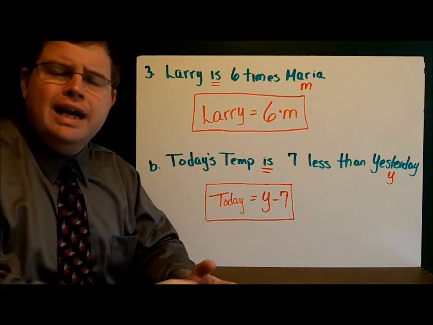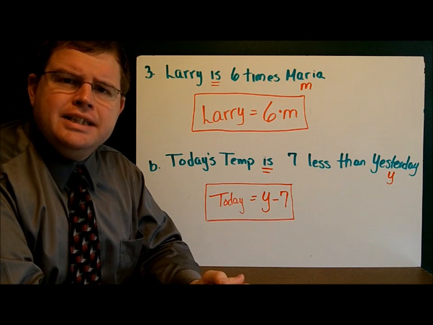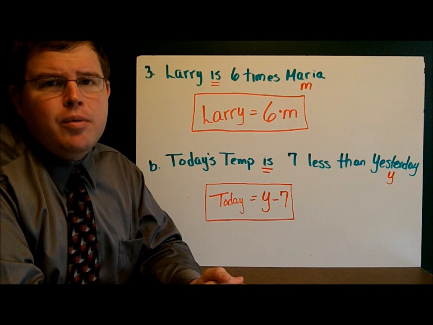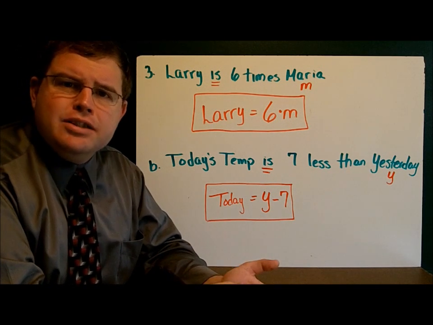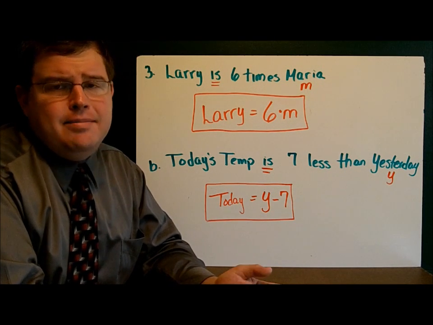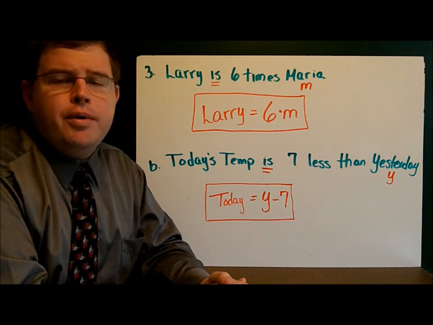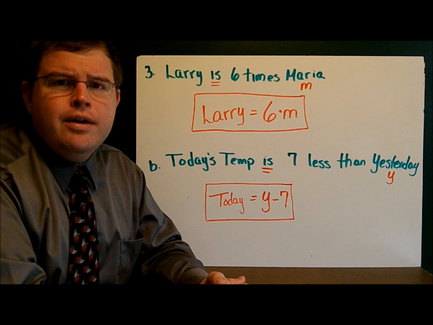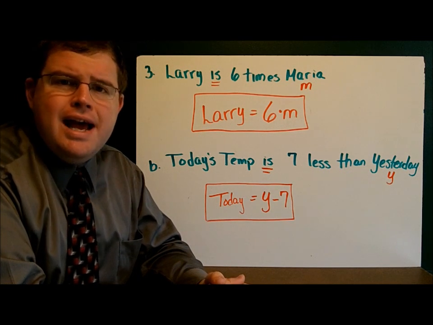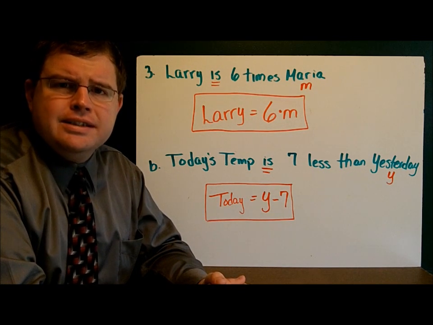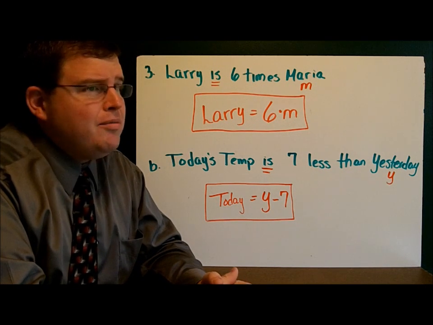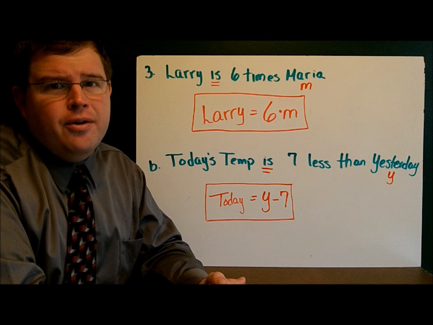Here we have Larry, and Larry's age is 6 times Maria's age. Now the thing is, we don't know how old Maria is. If Maria is 1, Larry is 6 times that, meaning he's 6. If Maria is 2, Larry is 6 times that, he's 12. If Maria happens to be 10, well, Larry is 6 times 10, he's 60. If Maria is 20, well, Larry's 120, he's pretty darn old.